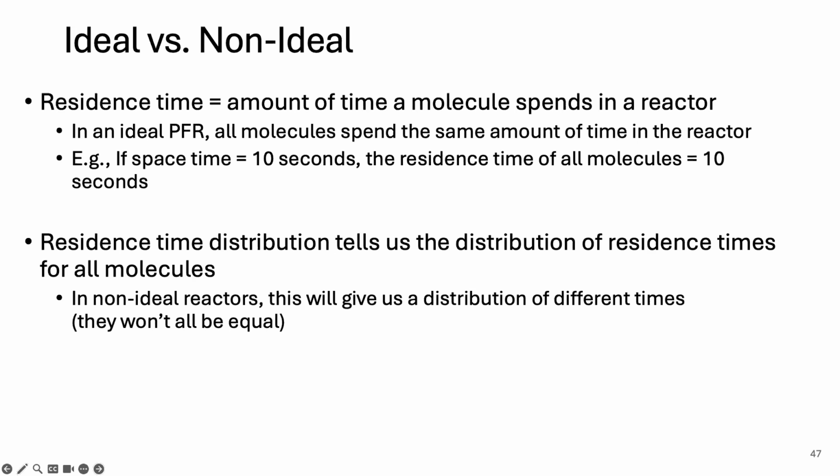The residence time distribution tells us that individual molecules will display a distribution of residence times. So in a non-ideal reactor, that means that we are accounting for the fact that some molecules may spend less than 10 seconds in the reactor. Some molecules may spend more than 10 seconds. Some may spend exactly 10 seconds. There will be a distribution, again, of residence time. But the important point is that not all molecules will spend exactly the same amount of time in the reactor.